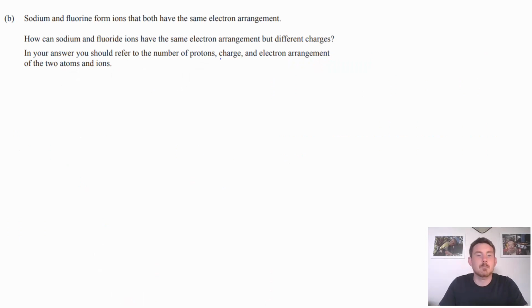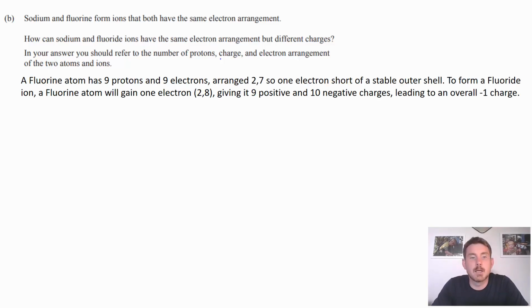On to part B. How can sodium and fluoride ions have the same electron arrangement but different charges? In your answer, you should refer to the number of protons, charge, and electron arrangement of the two atoms and ions. Well, fluorine has 9 protons and 9 electrons arranged with 2 in the first shell and 7 in the valence shell. So it only needs 1 more electron to get a full or stable outer shell. To make a fluoride ion, it gains 1 electron, giving it 9 positive and 10 negative charges. So there's an excess 1 negative charge, which gives it overall -1 charge.